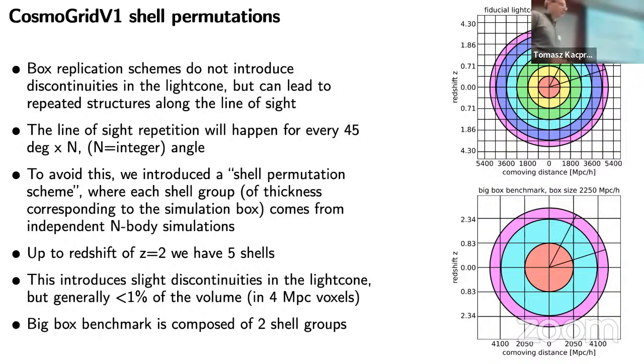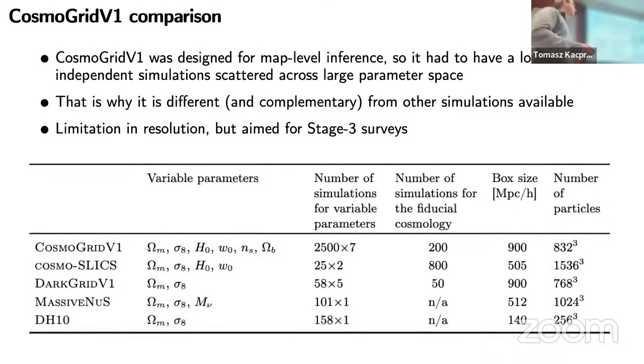So this is a nice feature, and one can also test it with the big box benchmark, which looks like this. The boxes are twice as big. You can see whether you can, to a good degree, test all these assumptions with these big boxes, and how it compares to the other simulations out there that can be used for map level inference. So the previously most commonly used simulation is called CosmoSLICS, which was developed for the KiDS survey.